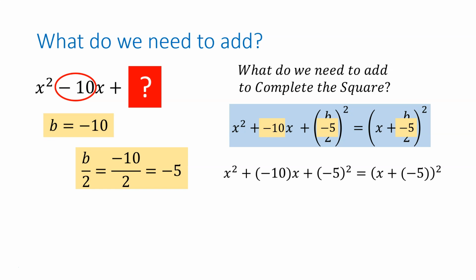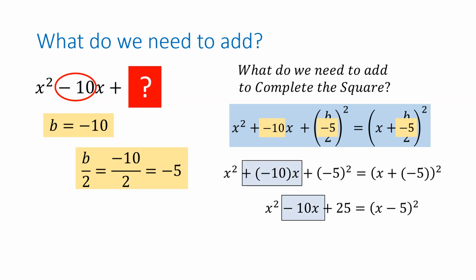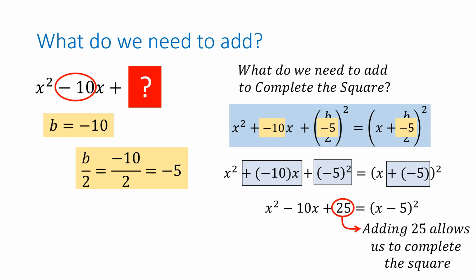Let's rewrite this equation. Plus negative 10x is the same as minus 10x. Negative 5 squared is the same as positive 25, and plus negative 5 is the same as minus 5. We get the equation x squared minus 10x plus 25 equals x minus 5 in parentheses squared. So adding 25 to the original expression will complete the square. Notice how in this problem, as well as in the previous one, we added rather than subtracted a value to complete the square. For this problem format, you will always add a squared quantity, which is always positive.